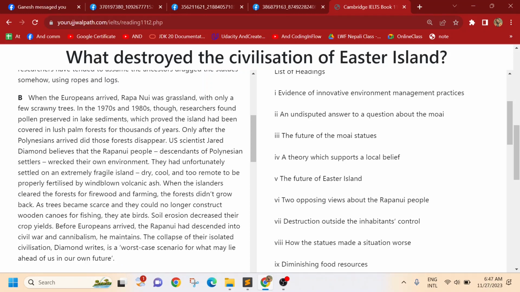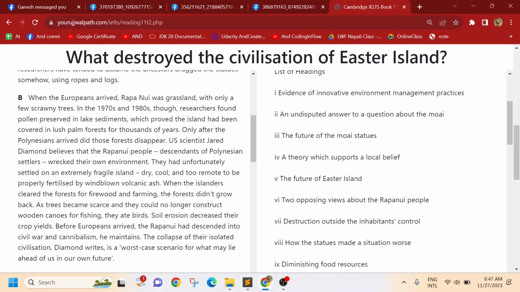So it's saying about the environment being in a damaged state, and this collapse is very dangerous to our future. So destruction outside the inhabitants' control. We do not see the content of the local people inhabitants, but like destruction, of course, as when Europeans arrived, there was only grassland with a few trees, and that destruction is a very dangerous thing to our future. Then destruction would little match.